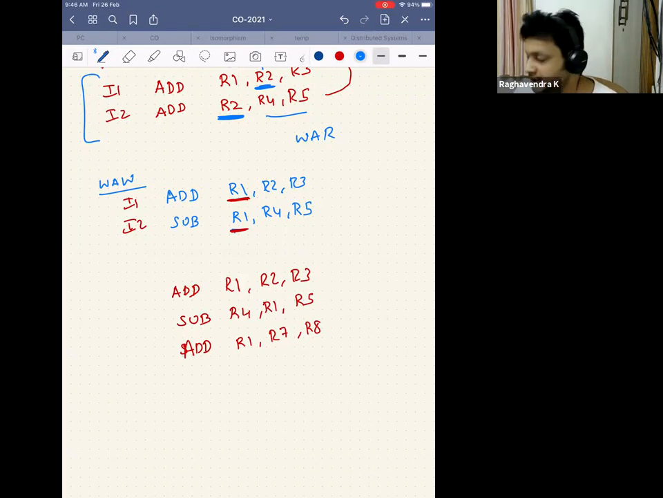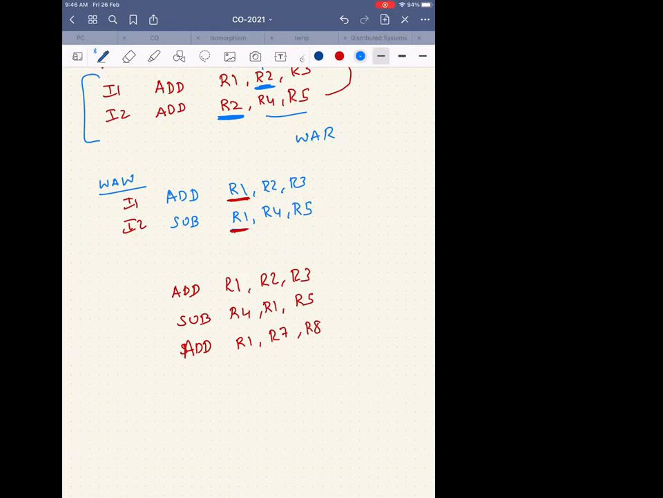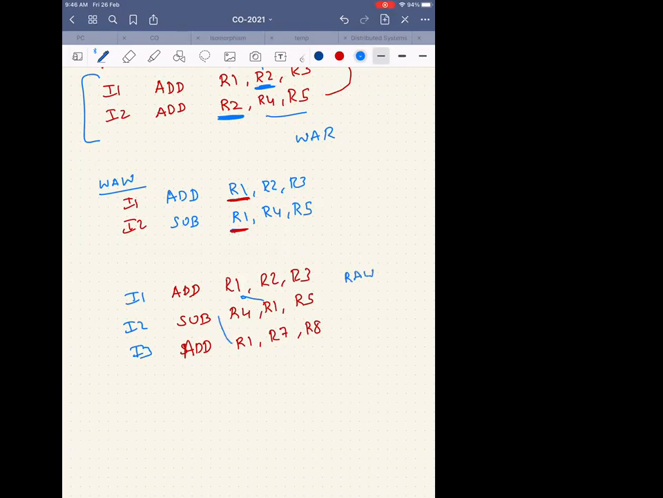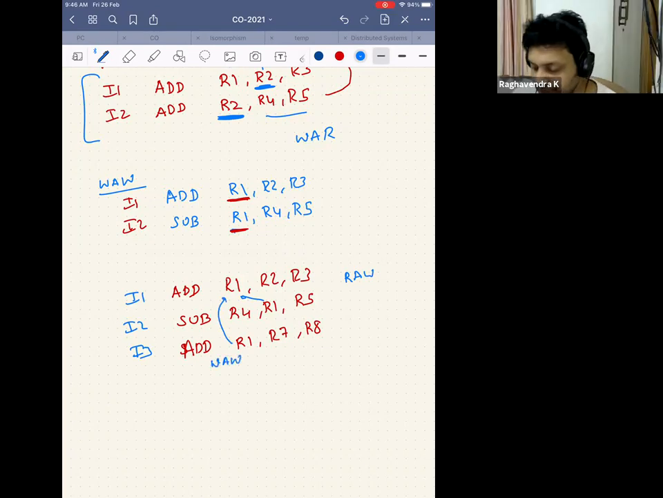What hazard do you see here? I1 and I2 have a read after write hazard. But we also see one more hazard. What is that hazard? I2 and I3 have a write after write hazard. So this is a write after write hazard, and this is a read after write hazard.